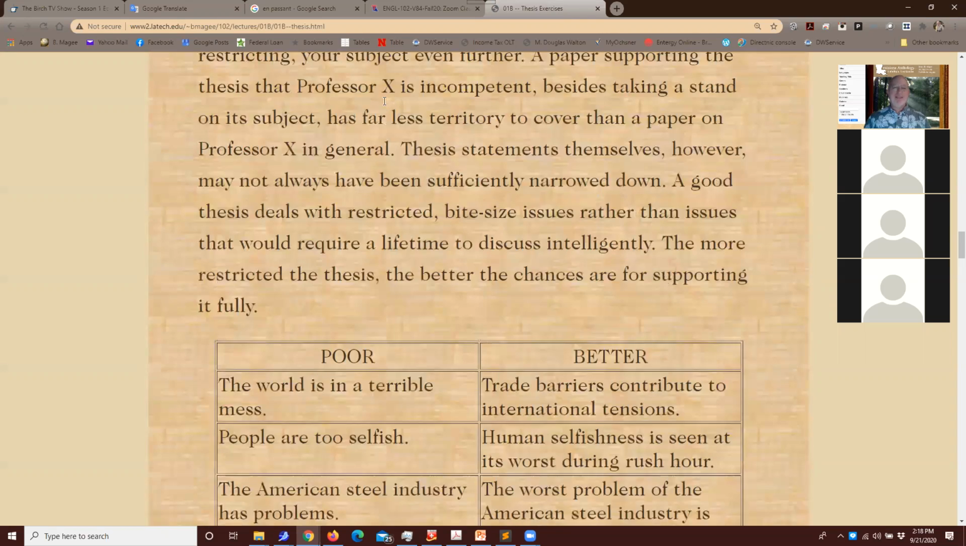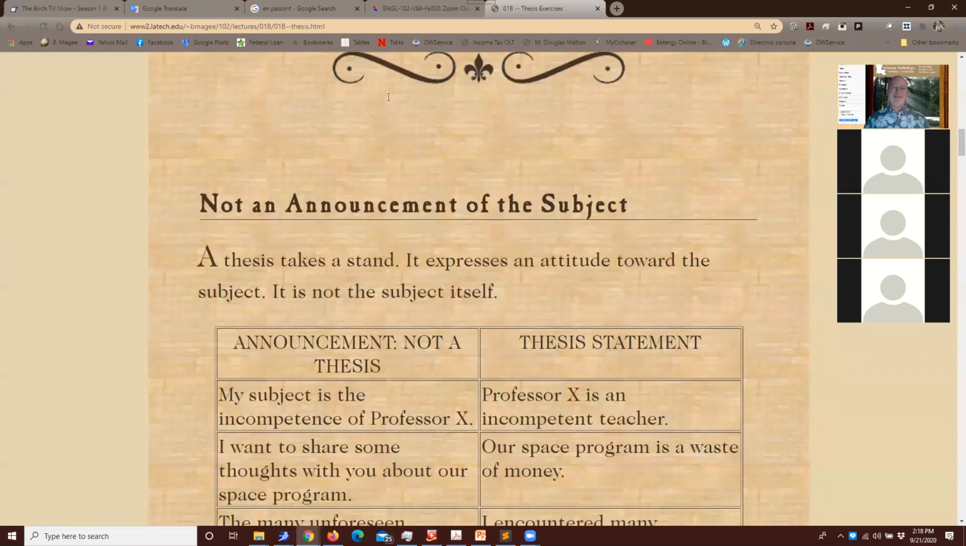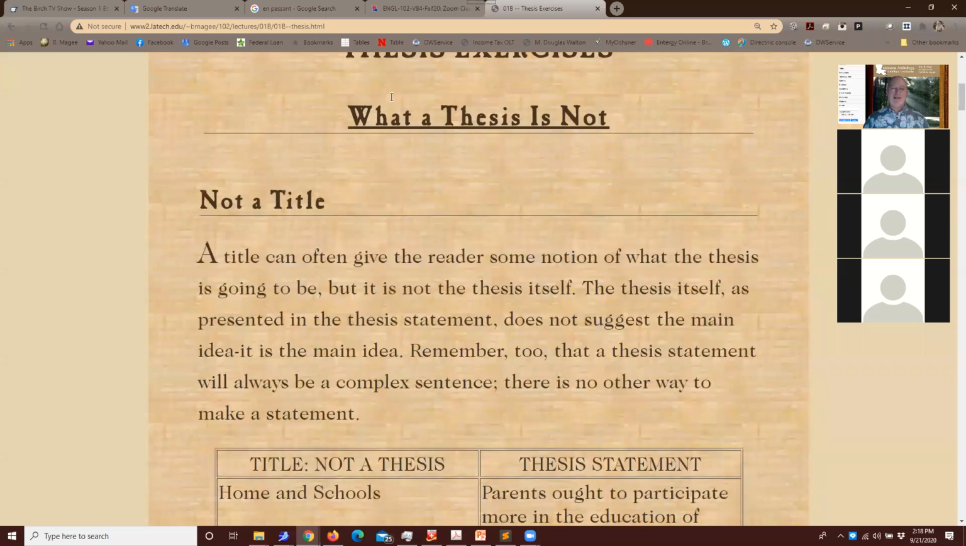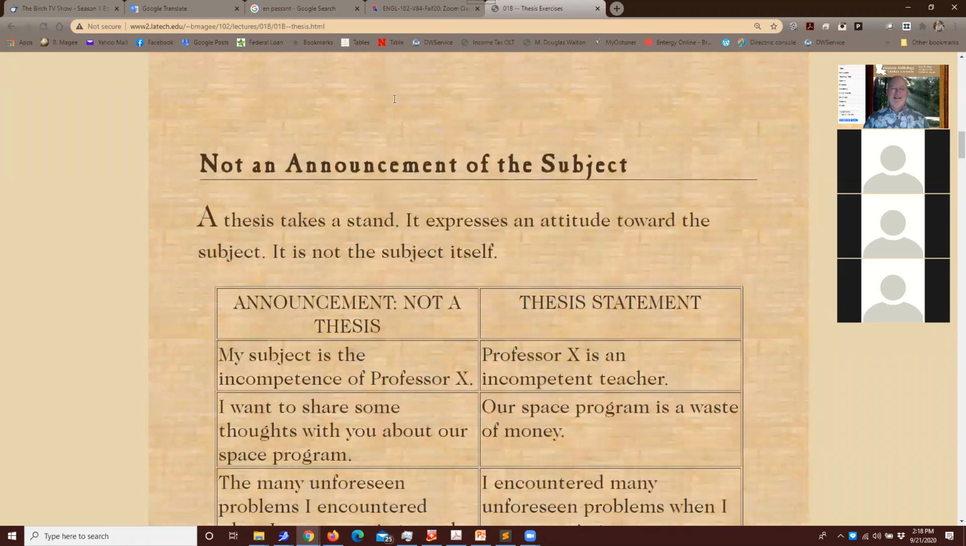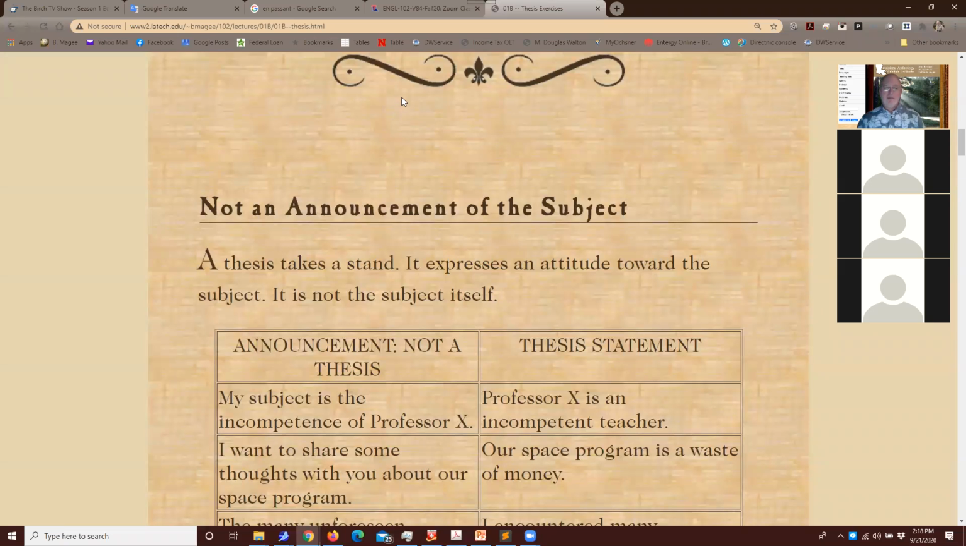Thank you. All right. So a thesis is not a title, not an announcement of the subject. My subject is the incompetence of Professor X, who plays his own lectures over himself. That's an announcement. You're saying, I'm going to talk about this. Instead, you should say, Bruce Magee is an incompetent teacher. And that would be an opinion that you're trying to prove. But it's also in the proper form.